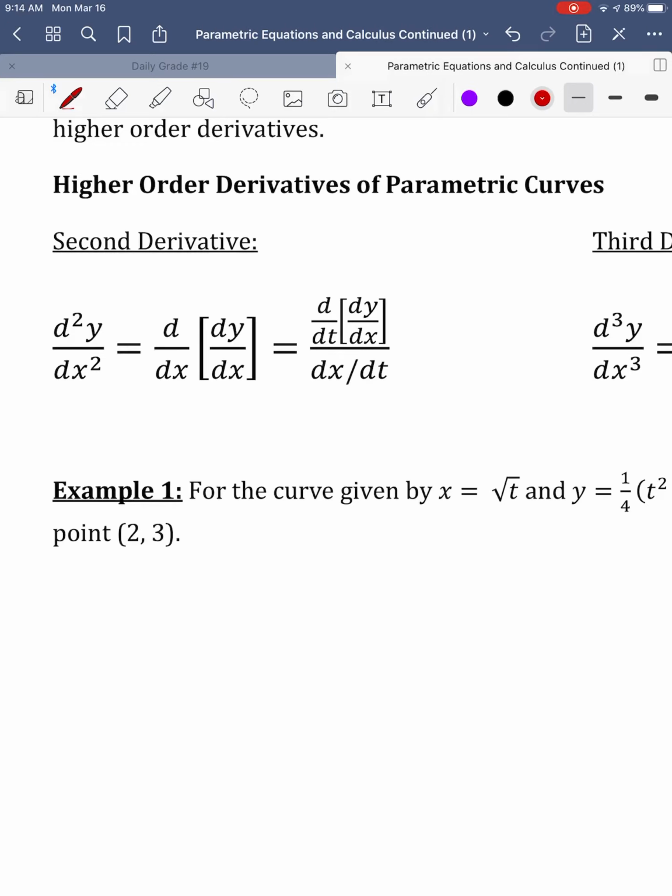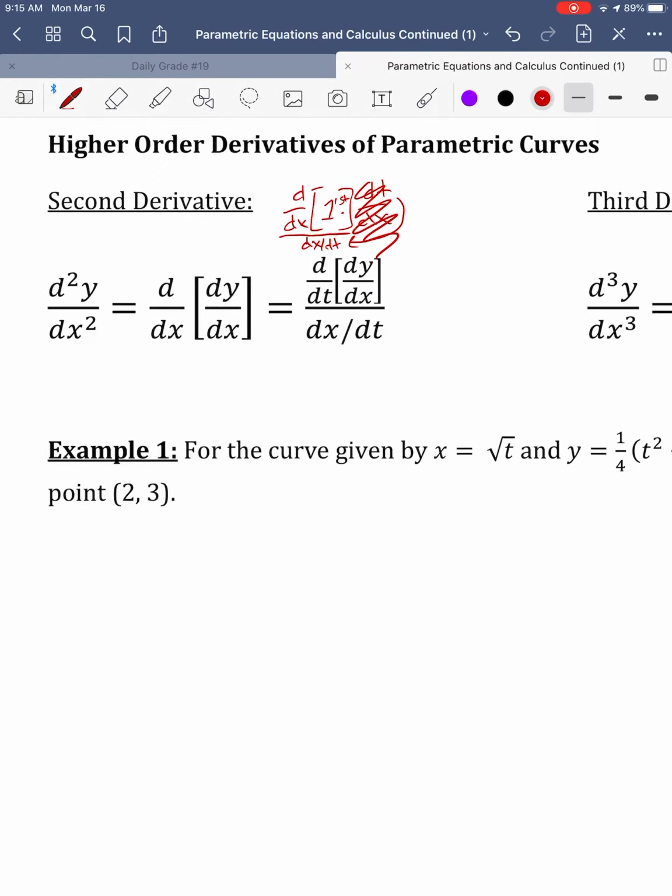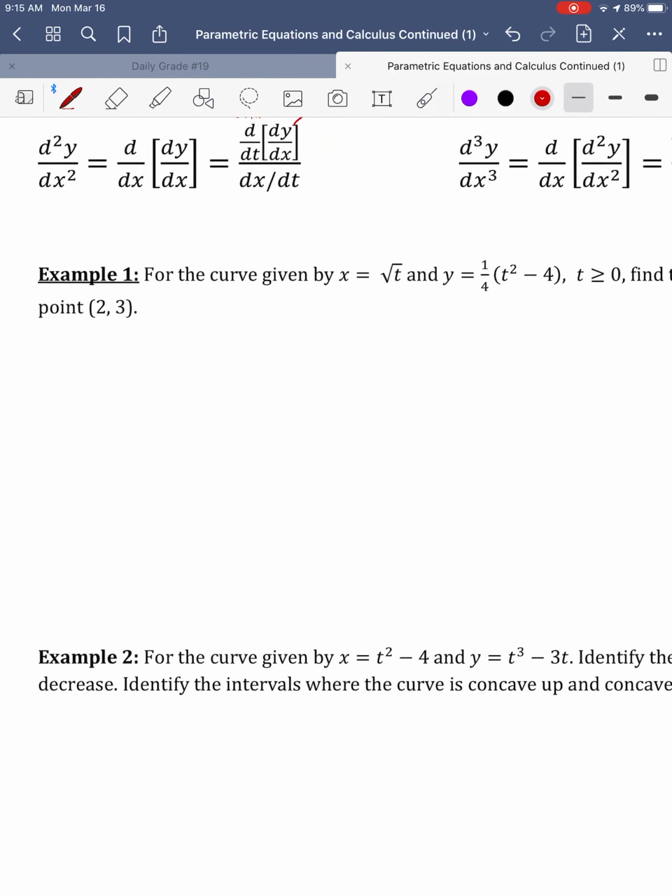Don't worry too much about the meticulous things in there, but what you do need to remember is when you take a second derivative, you just take the derivative of the dy/dx that you've already found, but you have to adjust it by dividing by dx/dt again. When you're taking a derivative of this first derivative, multiplying by dt/dx is the same thing as dividing on the bottom by dx/dt. Okay, so you have to kind of adjust. It's a little weird. Let me show you.